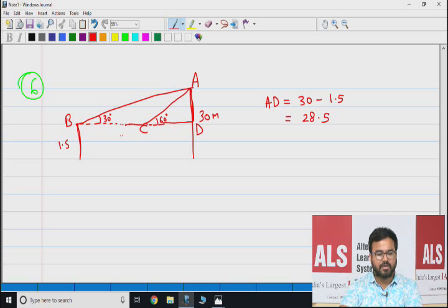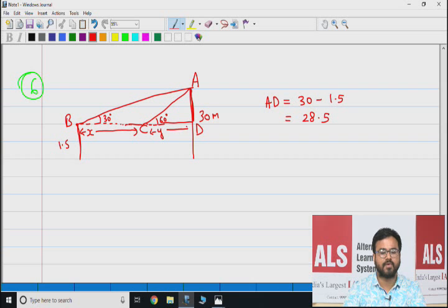So now you can see these two triangles, triangle ACD and triangle ABD, and we have to find how much distance the boy has traveled. The distance the boy has traveled is BC. So we have to find the length of BC. So let's say this is X, and let's say this part is Y.